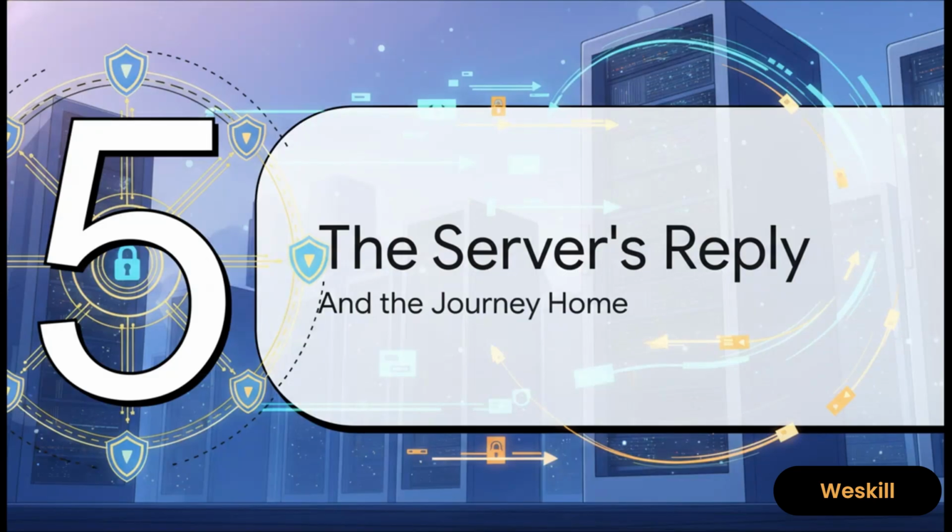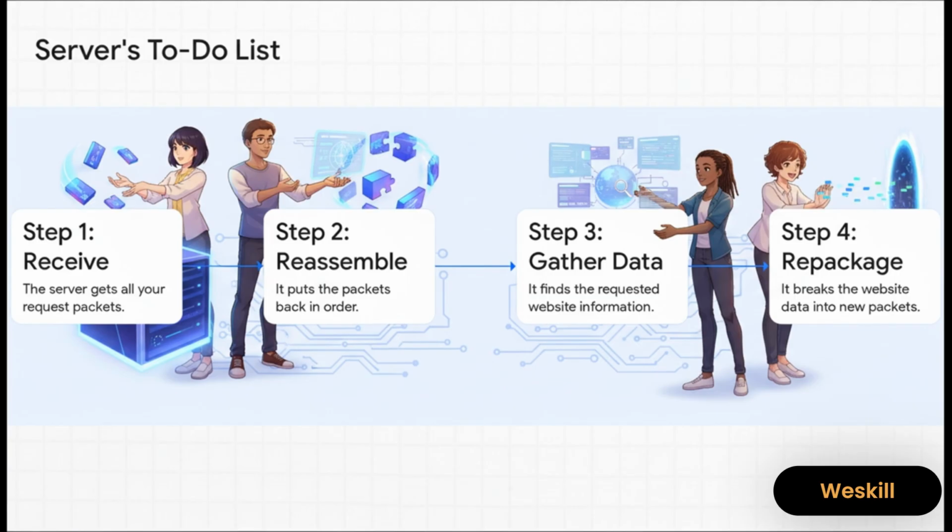Okay, so let's say your request packets made it. They successfully passed through all the security checks, and they finally arrived at the destination server. Now, the server gets to work. So first things first, the server gathers up all the little packets you sent. It looks at their sequence numbers and puts them back together, kind of like a puzzle, until it has your original, complete message. Then it goes and grabs the website stuff you asked for, the text, the images, the code, and it breaks that down into a brand new set of packets for the trip back home to you.